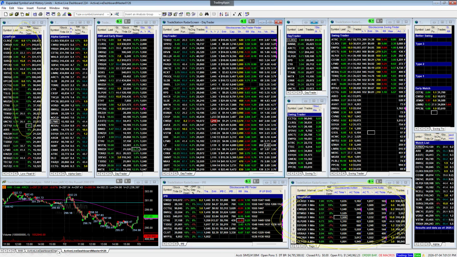And the reason we look at low float stocks, and by the way, low float simply means that they don't have many shares available to trade. So if a stock has less than 50 million shares available to trade, I consider that low float, but 10 million is much better than 50 million, and 5 million is better than 10 million.